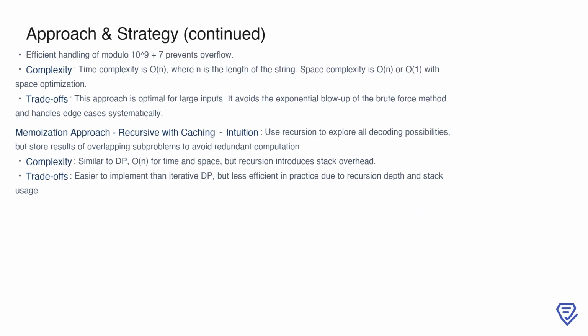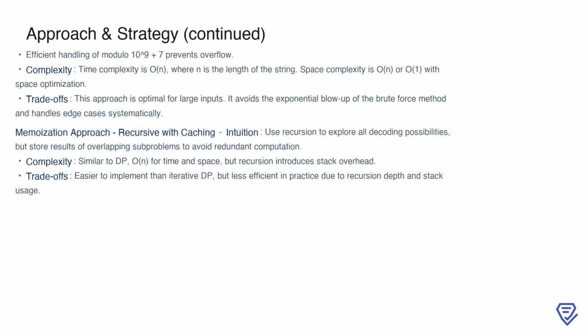Dynamic programming also incorporates efficient handling of modulo arithmetic to prevent integer overflow. Specifically, results are computed modulo 10 to the power of 9 plus 7, ensuring we stay within bounds even for large inputs. The time complexity of this approach is O(n), where n is the length of the string, and the space complexity is O(n), or O(1) with optimization. This makes it well suited for large inputs, as it avoids the exponential growth of the brute force method while addressing edge cases in a structured manner.